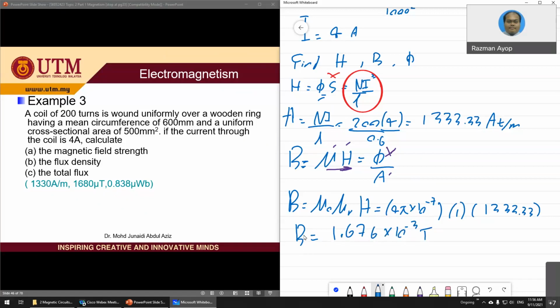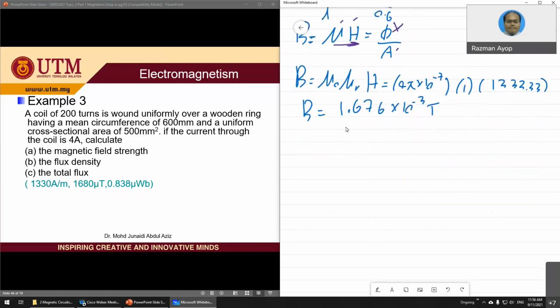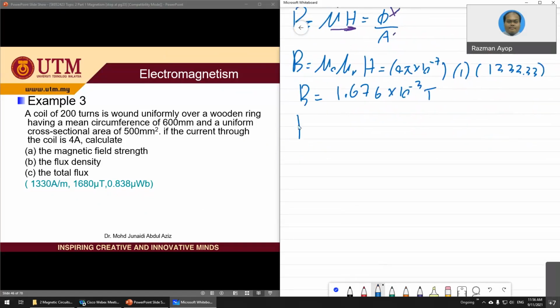Okay, so lastly, remember you have to find the flux. So to find the flux, remember the formula here. Flux is equals to B times area, so either this one or F divided by S. So if you check here, you don't have reluctance. This one you have, but this one you don't have. For this case, you have both. So of course you choose this one. Choose the easiest way.